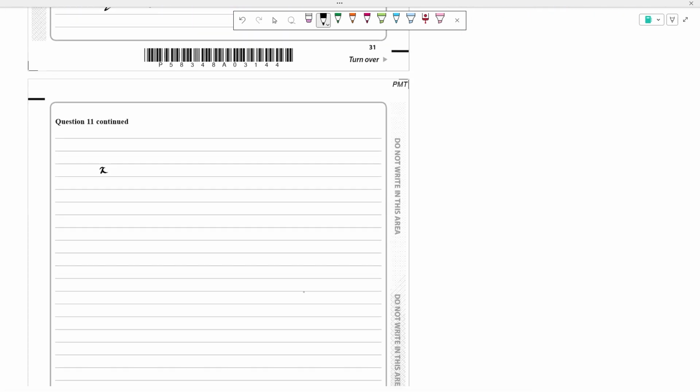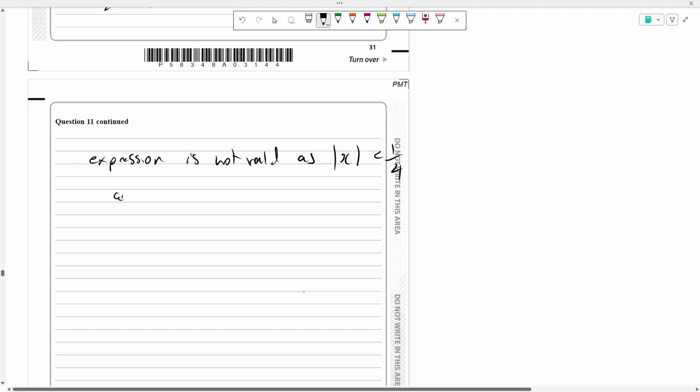As x equals a half is bigger than, or you could say a half doesn't fit, I can't think of the word off the top of my head. I'm going to say expression is not valid, as the modulus of x should be less than a quarter, and a half is bigger than a quarter. Okay, there we go. I don't know why, the word just wasn't coming to my head. So I'm just going to put this.